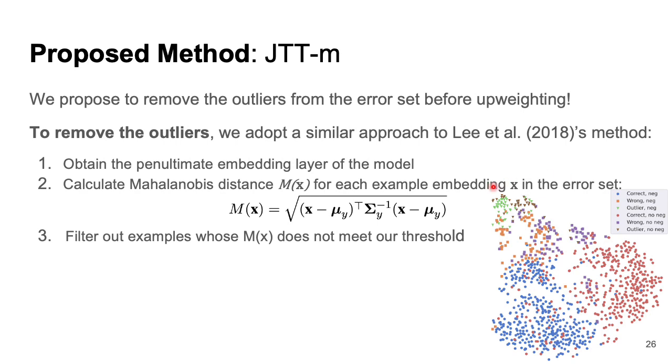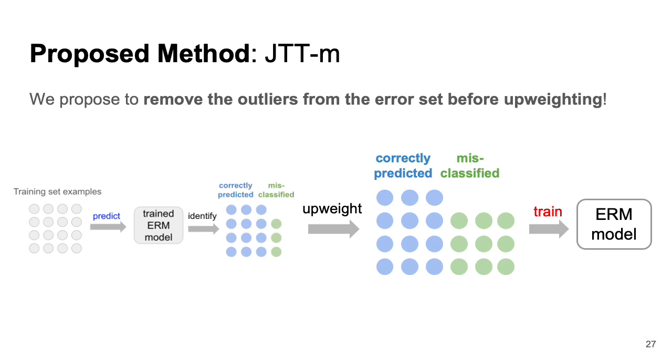In the top left corner, you can see the green and brown dots, which are deemed as outliers because they are too far away from the mean. Since we improve upon JTT using the Mahalanobis distance, we call our method JTT-M, where the M stands for Mahalanobis. After we remove the outliers from the error set, we can upweight and train the model like JTT.